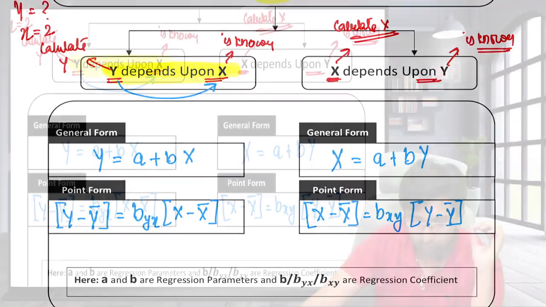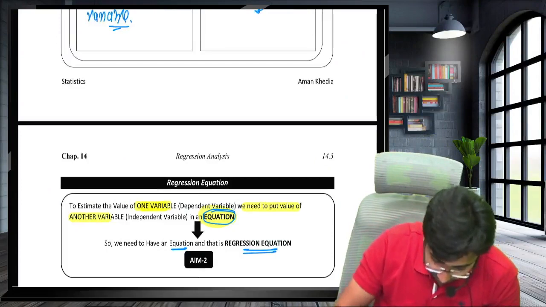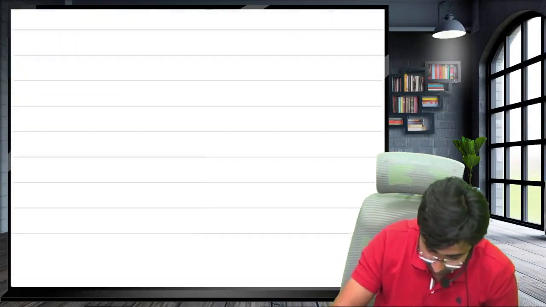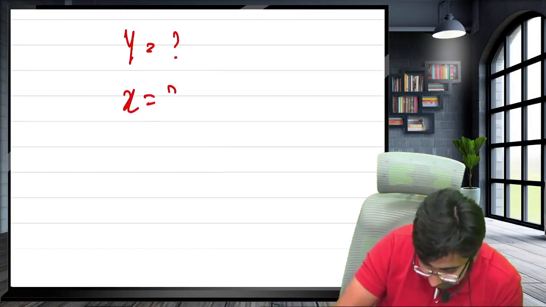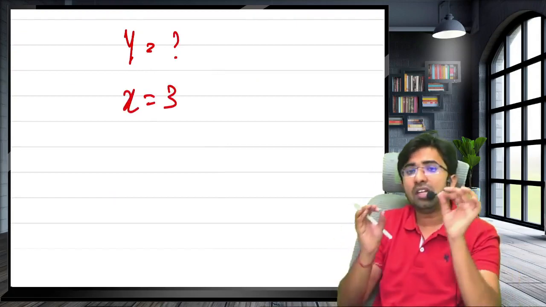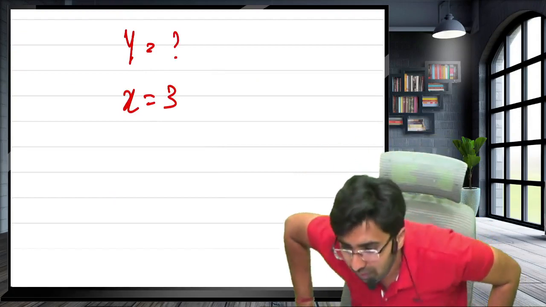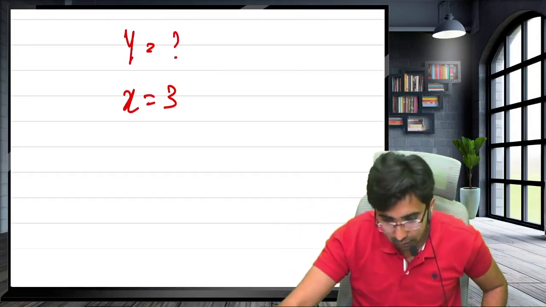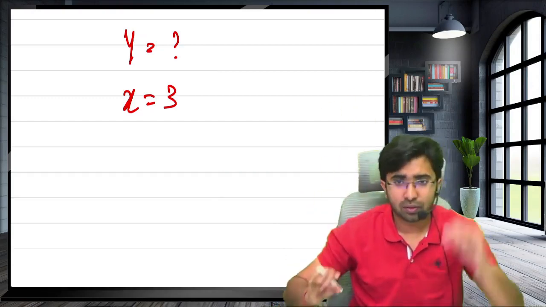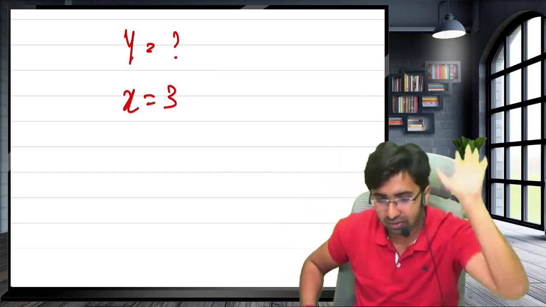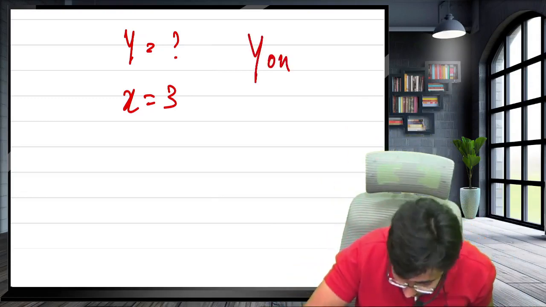Everyone done? Okay. Guys, now let's come back to the understanding part. Just tell me, I need to estimate the value of y when x is 3. What equation do I need to have, y on x or x on y? Sir, you need to estimate y. It means you need to have y on x.